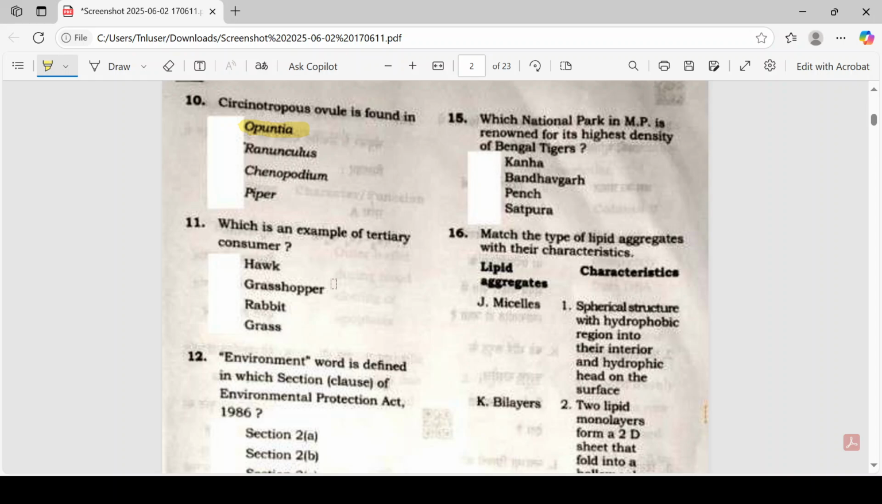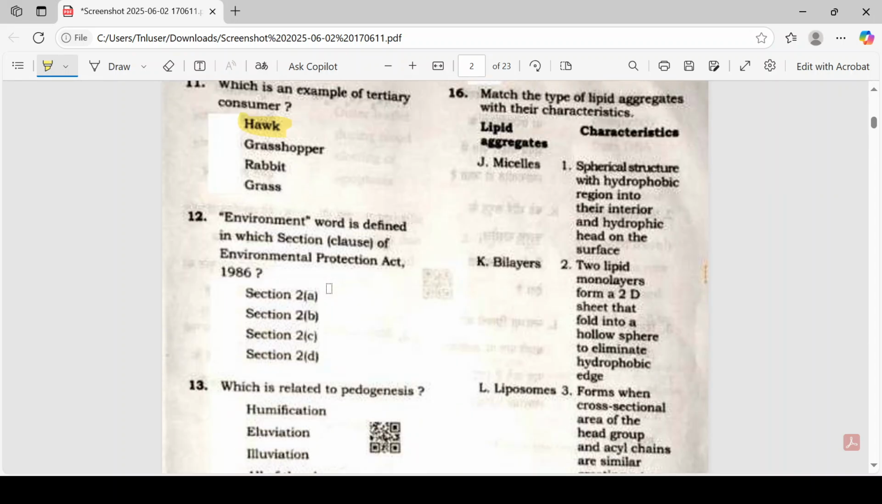Question number 11 is from ecology. Which is an example of tertiary consumer? Very easy question I must say. The correct answer will be hawk. Let's move to question number 12, a question coming from Environment Protection Act 1986. The question is asking, the word environment is defined in which section or clause of the Environment Protection Act 1986? The correct answer will be section 2A, that is your option number A.